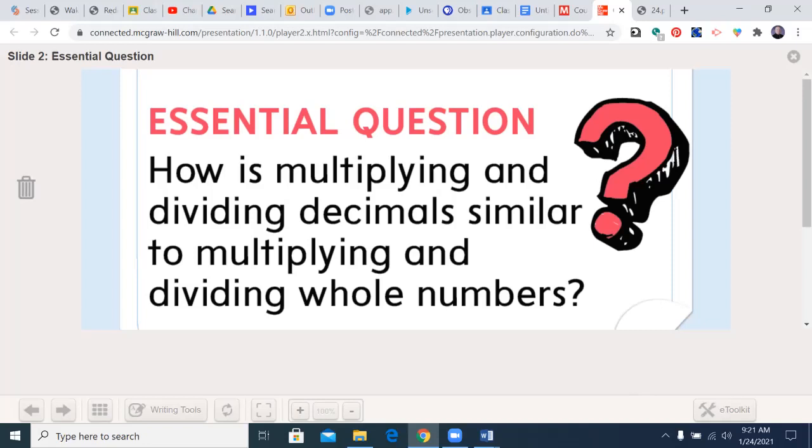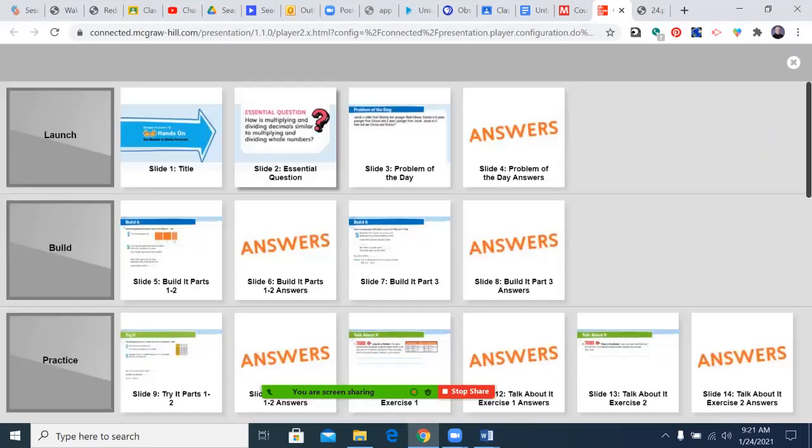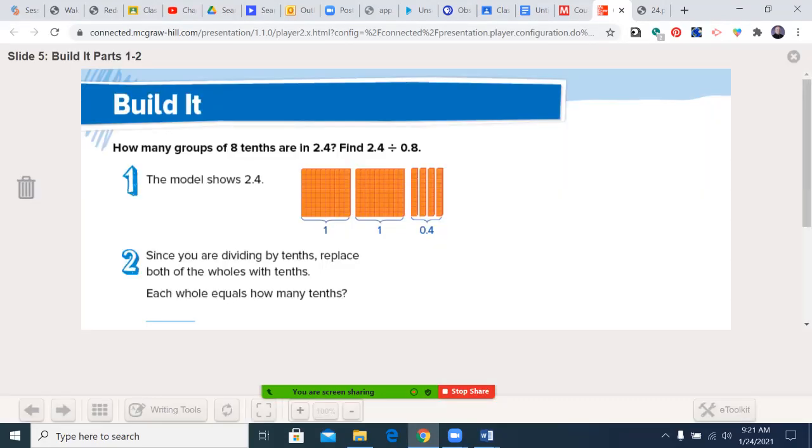If you have base 10 blocks available, they are very useful today for this lesson. If you, like me, don't have them laying around your room, you can draw them out, and we'll talk about that in just a moment. So let's go into the book on page 449.